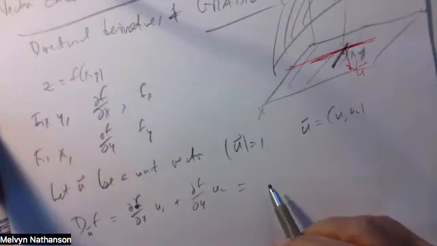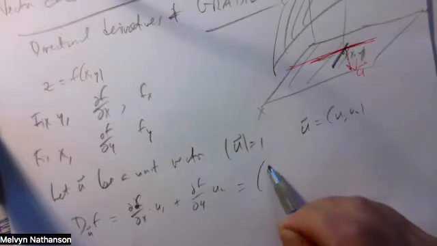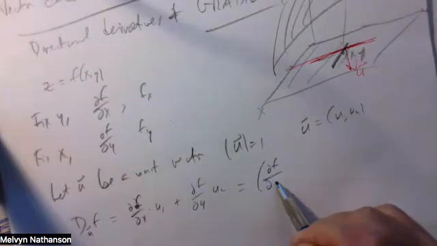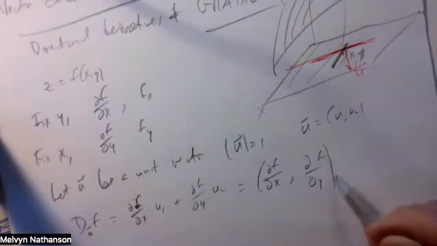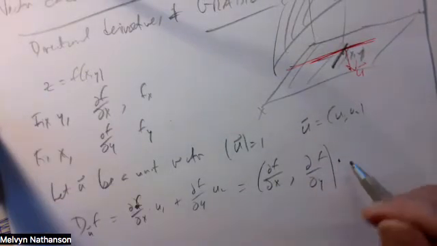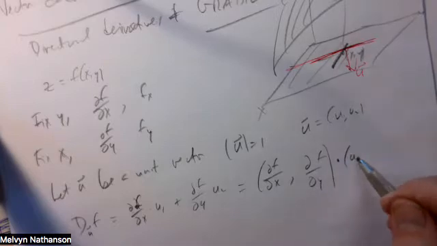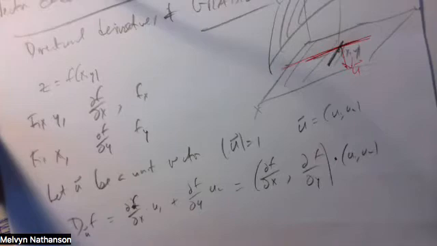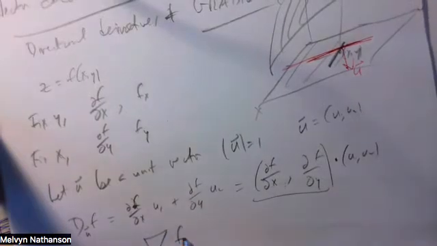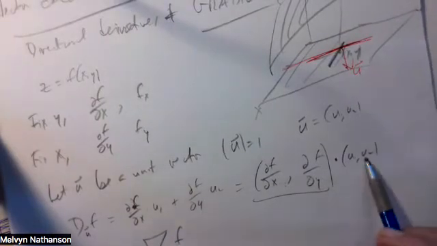And we can think of that as a dot product. If we took the vector whose first coordinate was the partial of f with respect to x, and whose second coordinate was the partial of f with respect to y, and we take the dot product with the vector u1, u2, that's just a nice vector way to write this directional derivative. And this vector we call the gradient of f. And this is u.